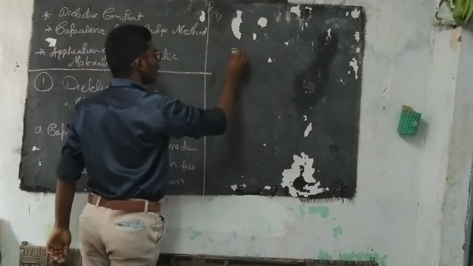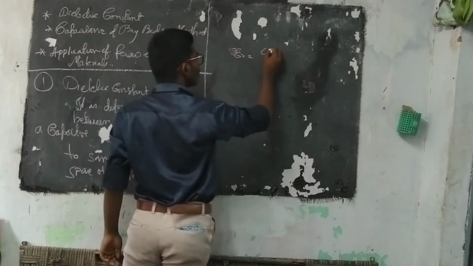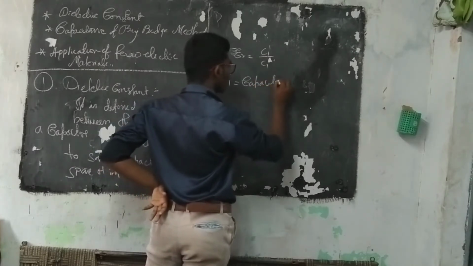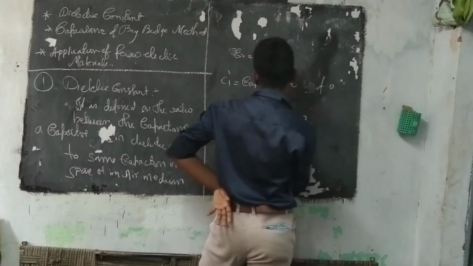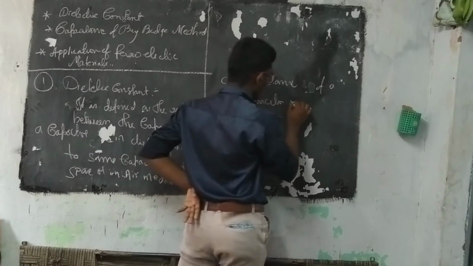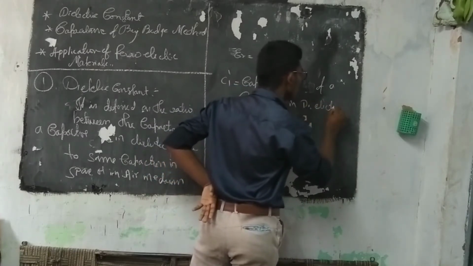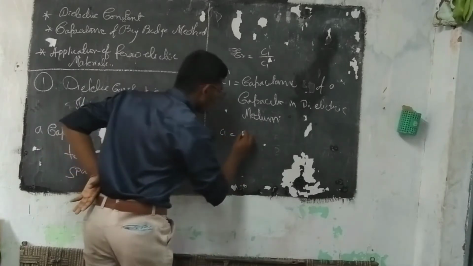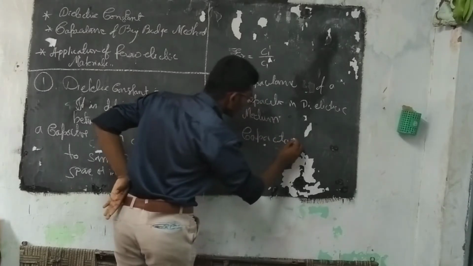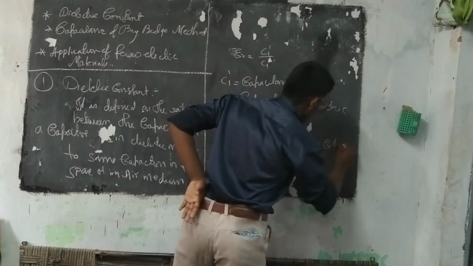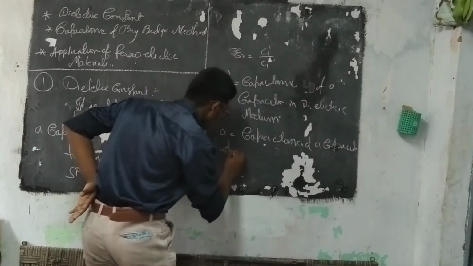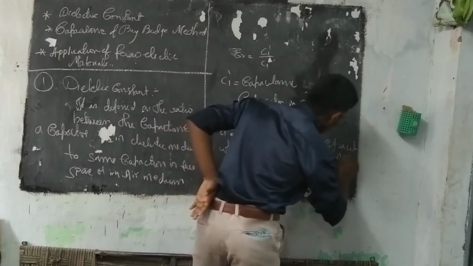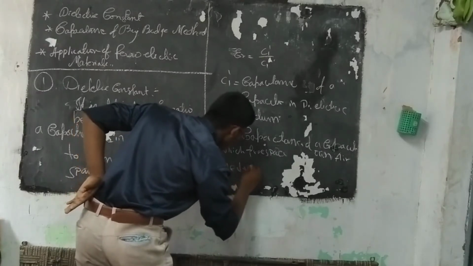Here we have the formula: epsilon R equals C1 dash by C1. Here C1 dash equals the capacitance of a capacitor in dielectric medium. What medium? Dielectric medium. Next, C1 means the capacitance of the same capacitor in free space or in air medium. What medium? Air medium. This is the first topic.